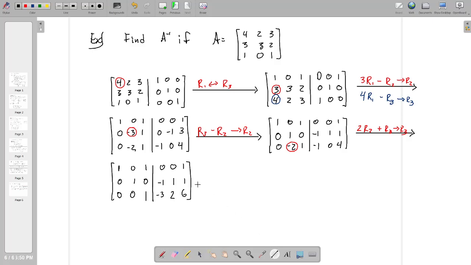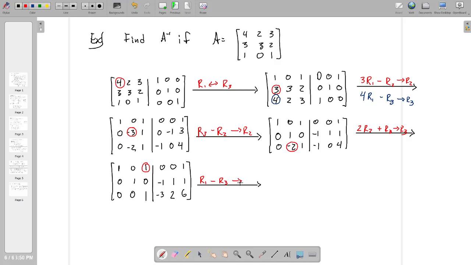We have one more step we need to do because we need to eliminate the 1 in the third column here. Third column, row 1. I need to get rid of this 1. I need to make it a 0. So we're going to use row 1 and row 3 to manipulate this 1. We do row 1 minus row 3.